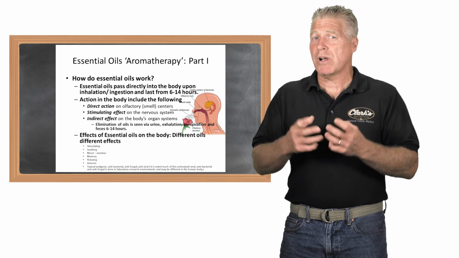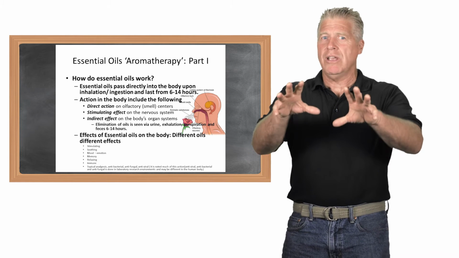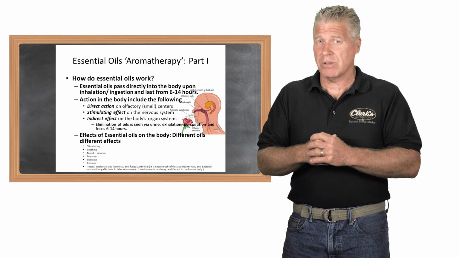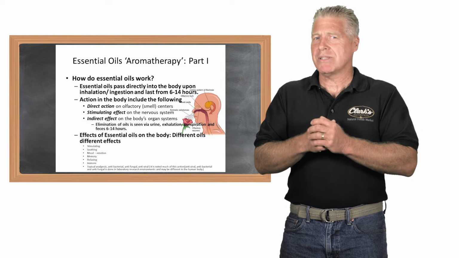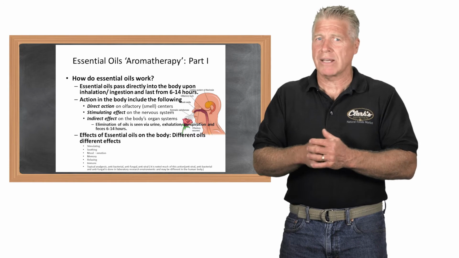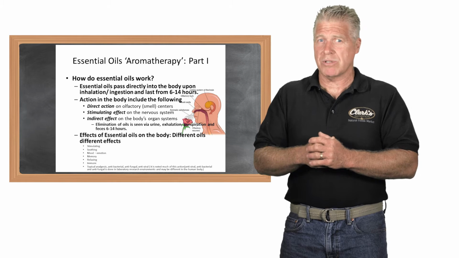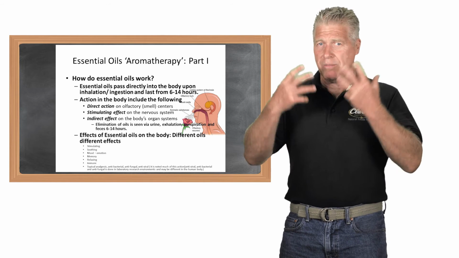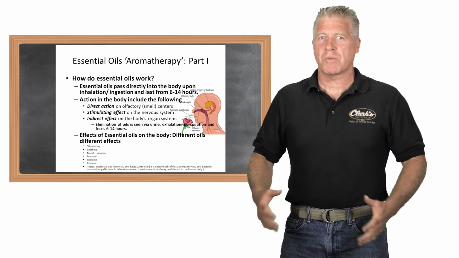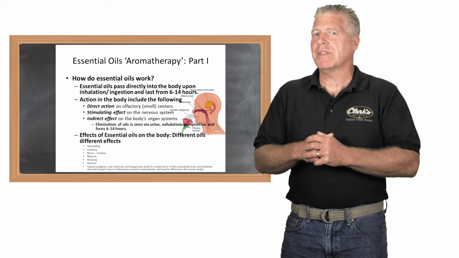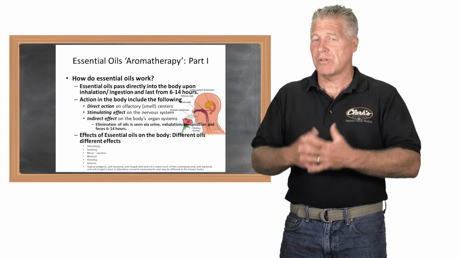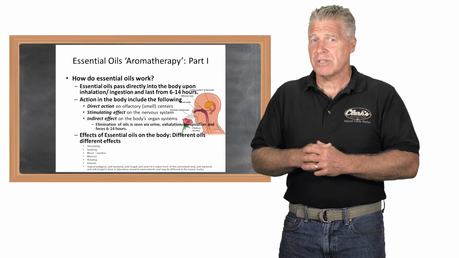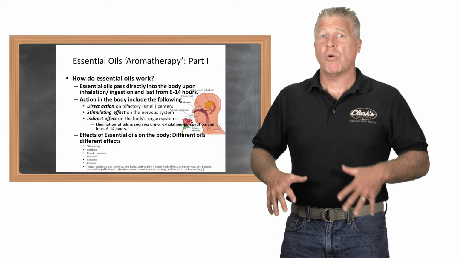And those are actually what we call the chemoreceptor areas. They receive the chemical components that are in the essential oils. What happens next is what we call the stimulatory effect, and it stimulates the nervous system. So there's a direct effect on the limbic system, and the limbic system is the nervous system that takes it from the brain, so to speak, to the rest of the body. That's what we call the indirect effect, which comes after the stimulation effect of the nervous system. The indirect effect is maybe on an organ system.